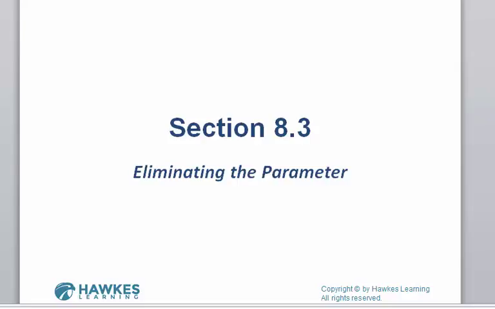While a parametric equation is an acceptable way to model a situation, it is often easier to have in our equations only x's and y's. In that case, we need to have a technique to eliminate the parameter t, and that's what we're going to look at in this section. So we'll begin with an example.